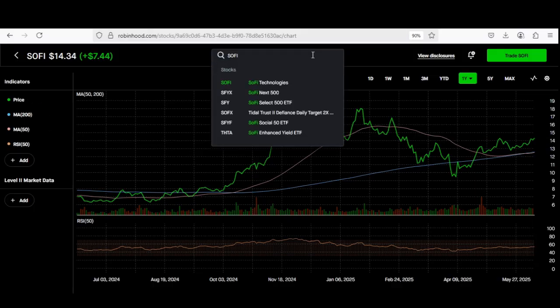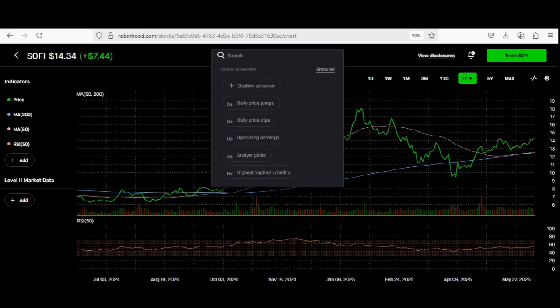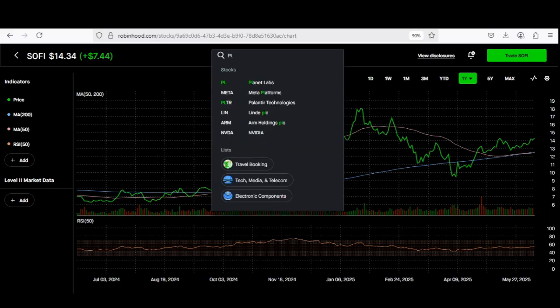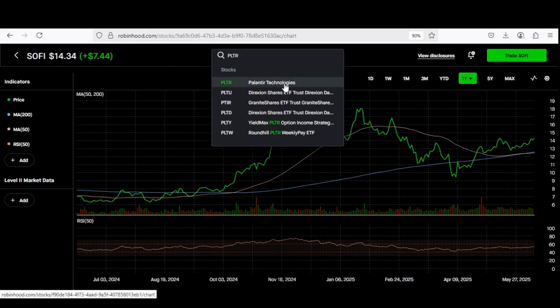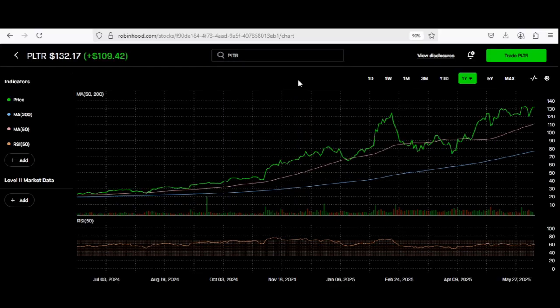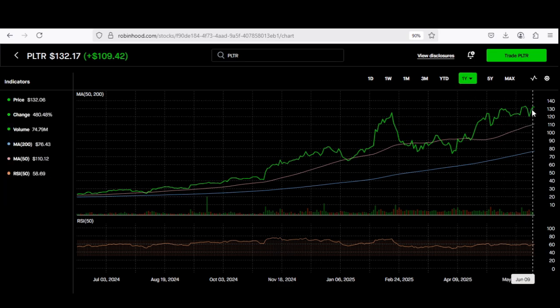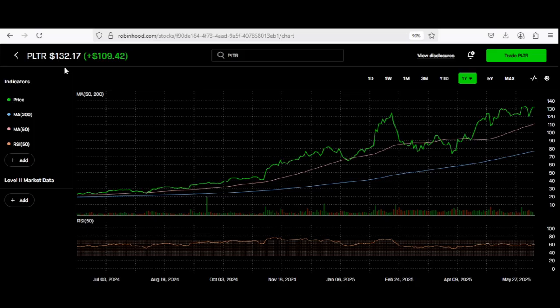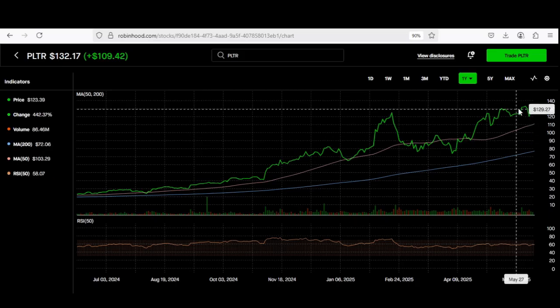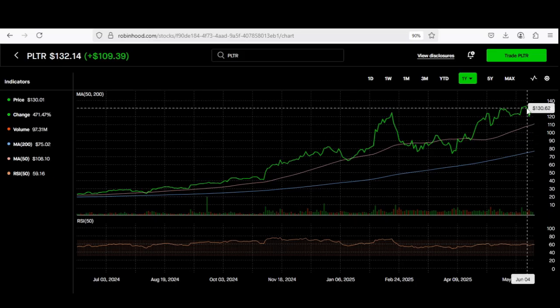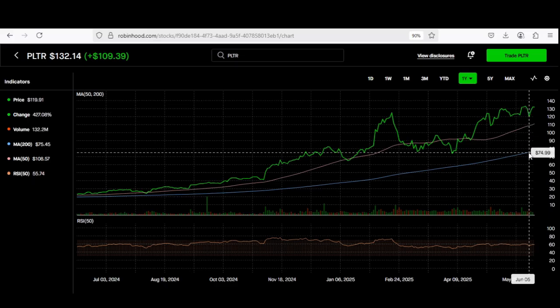Now we're going to jump into our second stock. Our second stock is none other than a crowd favorite, Palantir, or PLTR. Okay, here we are on Palantir, and we're going to use the exact same technical indicators and the exact same outline, which is 1 year. The current price of Palantir is $132.17, and as you can see here, that price is way over the 200-day moving average.